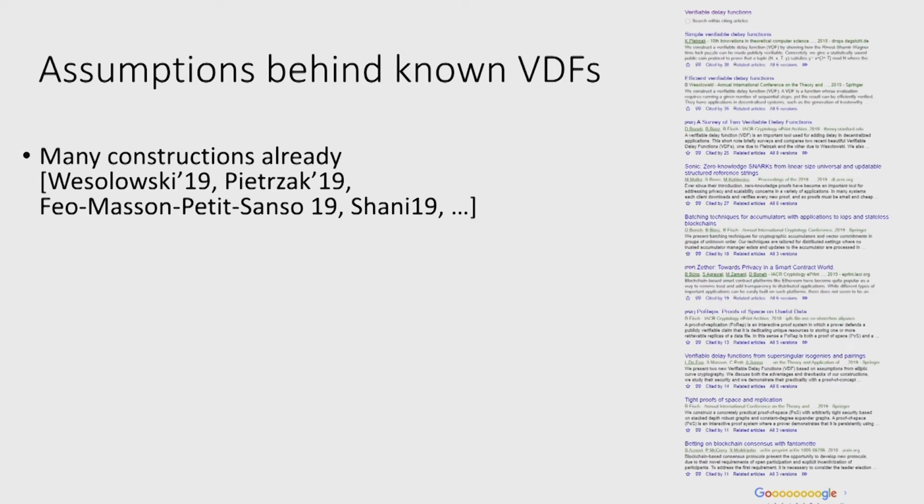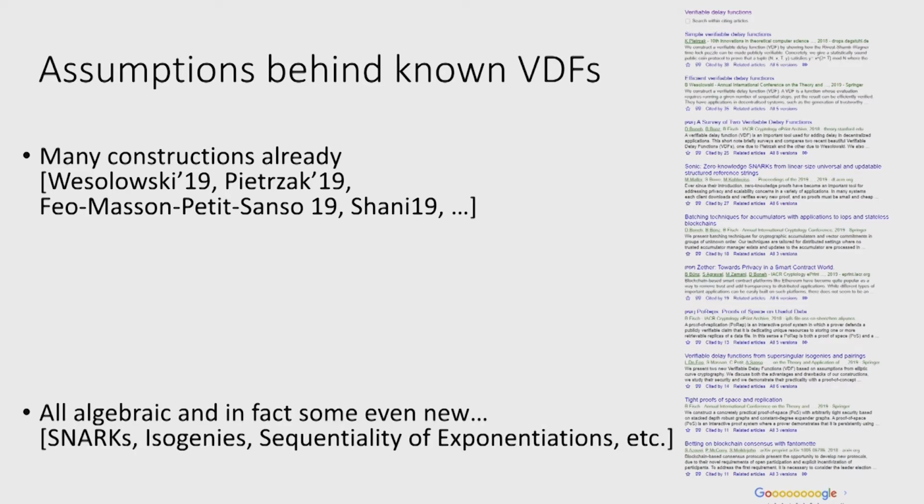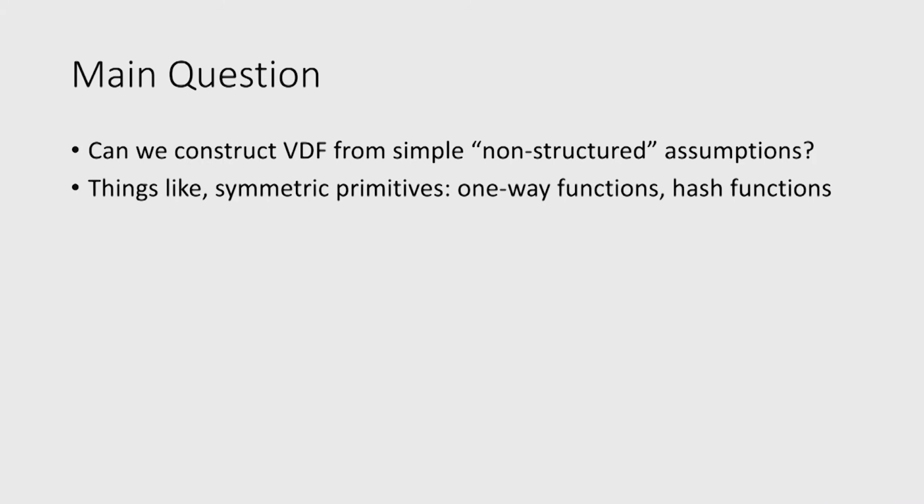The focus is on the assumption. What assumptions are used to build VDFs? Well, there are a lot of them by now, and this is just a snapshot out of those 70 something citations till morning. But all of them are algebraic in some form. And even if you state them based on snarks or starks that are primitives of their own, once you want to construct the snarks or starks, they start to become algebraic. So we are asking whether we can build VDFs from simpler assumptions, things like one-way functions or hash functions. Are they going to be enough or not?